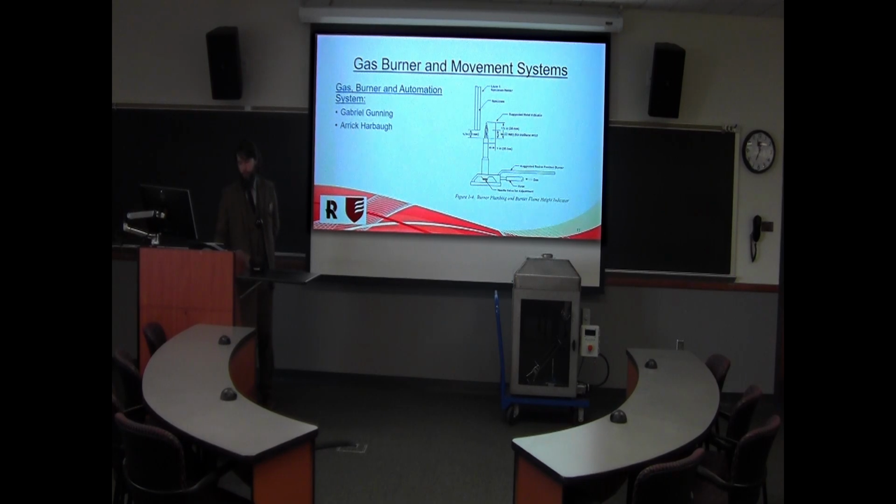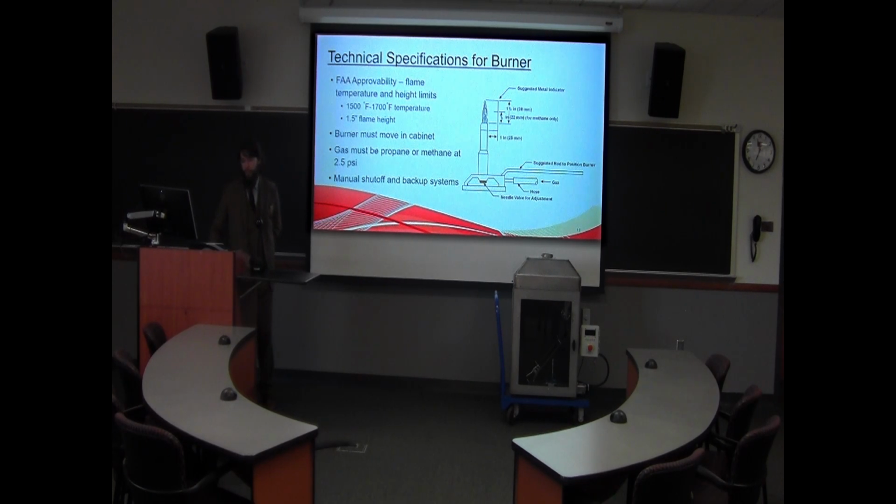So when starting this, we had to look at the technical specifications for the burner. Again, the FAA is very strict with the specifications that we need to meet. So we looked at first the flame temperature limits. We know we need a flame that can reach between 1500 and 1700 degrees Fahrenheit. We also know that we need a flame height limit of 1.5 inches, and that the gas can be propane or methane at a specified pressure. So that was our fuel requirements.